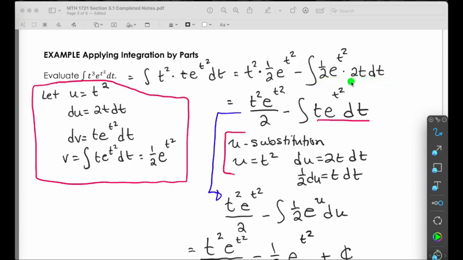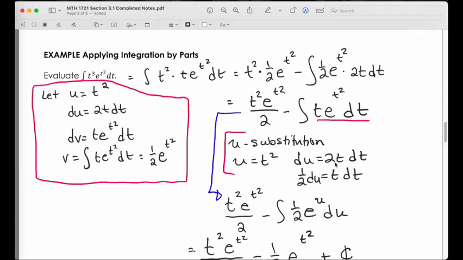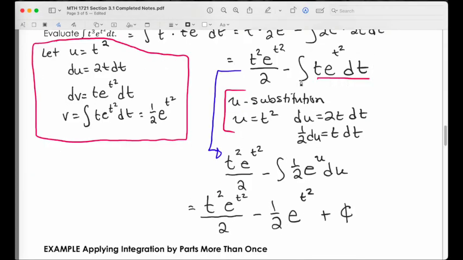Now I can clean this up a little bit. I'm going to rewrite this so that I have t squared in the numerator times e to the t squared all over 2. This 1/2 and this 2, when I multiply, I get 1/2 times 2 is 1, so I don't have to write that in anymore. And then I'm going to bring this t out in front just because I prefer it that way. So I have t e to the t squared dt. Now from here, I still need to integrate this.